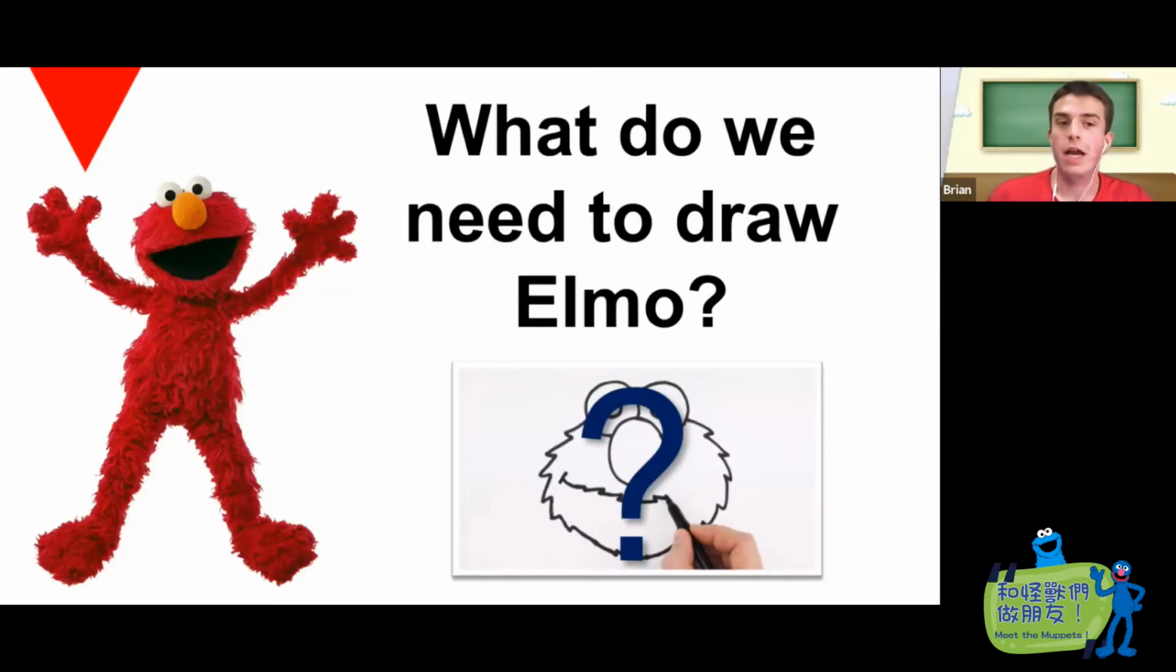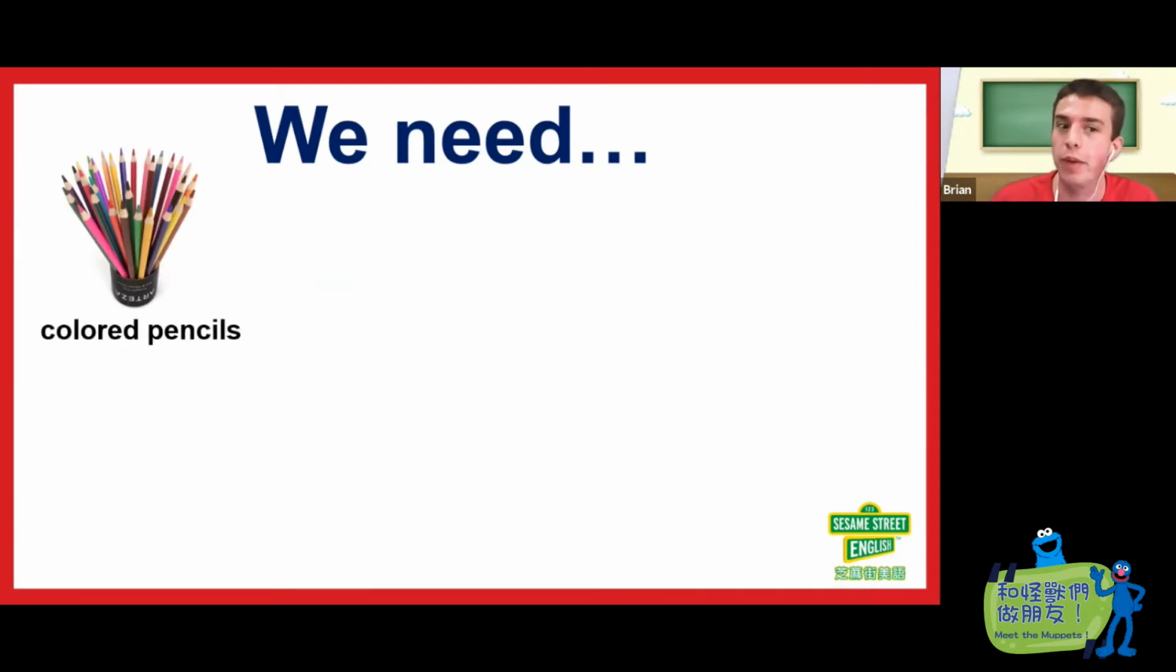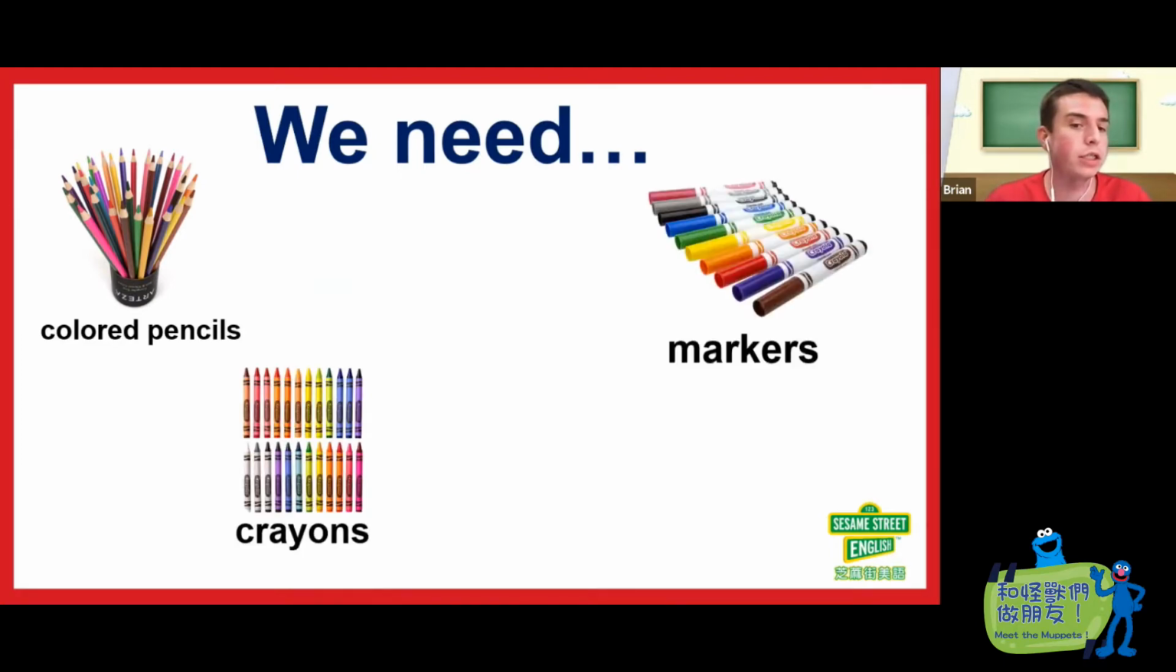Okay, so now that we've seen how to draw Elmo, let's talk about the things that we need to draw Elmo. Well, I think for us, we don't need paints. I think that's a little bit messy, but today we could use colored pencils, crayons, markers, and of course we need paper. So you need maybe one of these three things as well as paper. These are very important.